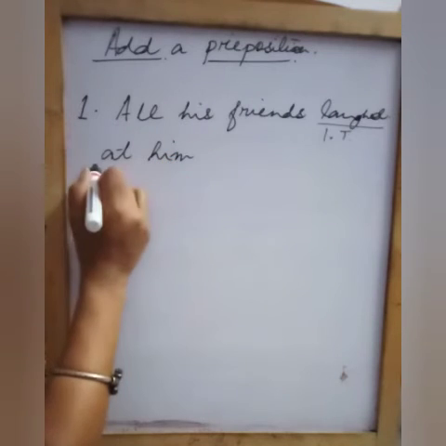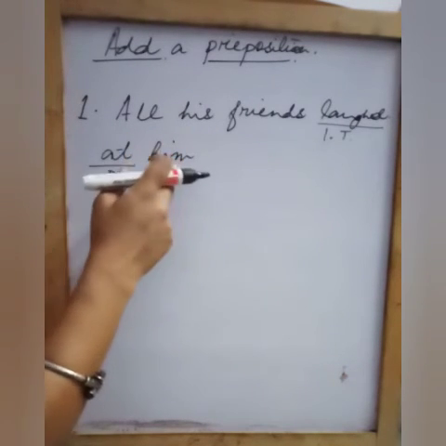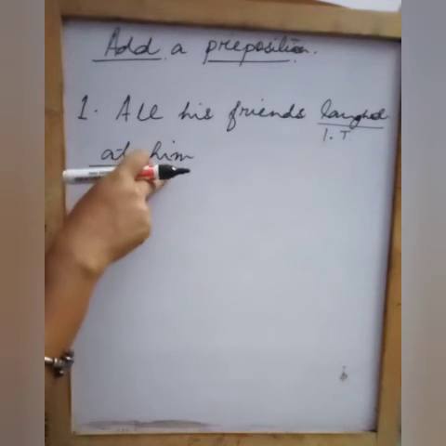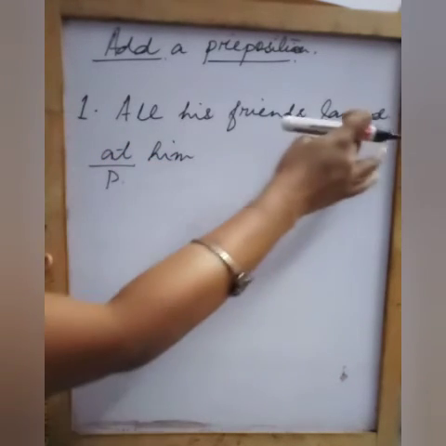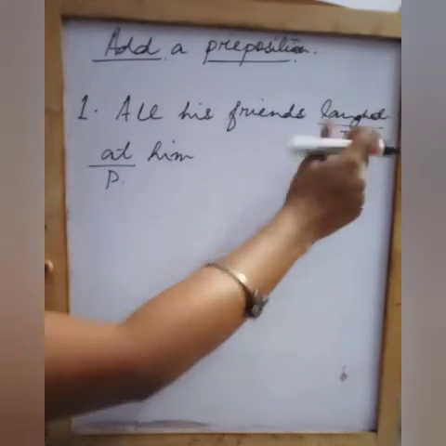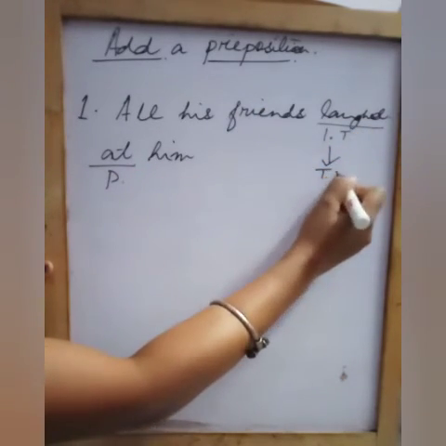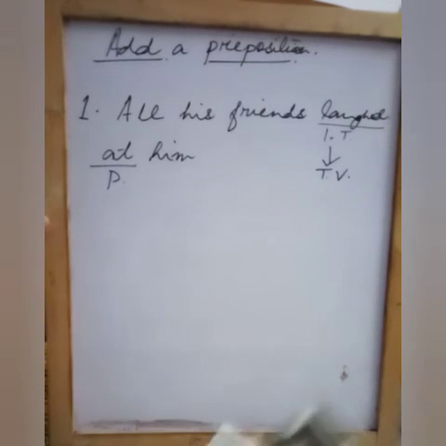Fine? At him. So which is the preposition here? This at is the preposition. See? At him. Him becomes the object. I added a preposition in this sentence, just after the intransitive verb, and this laughed changed into a transitive verb. Fine? Alright. Now let me write one more.